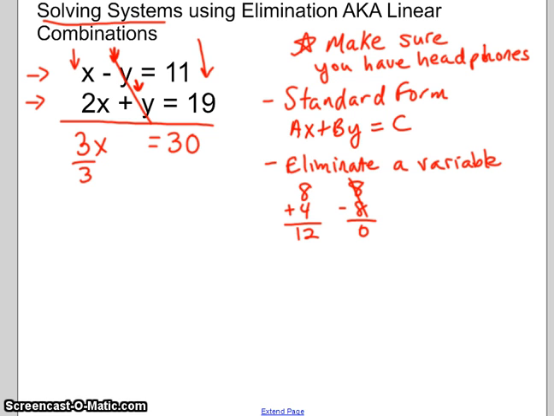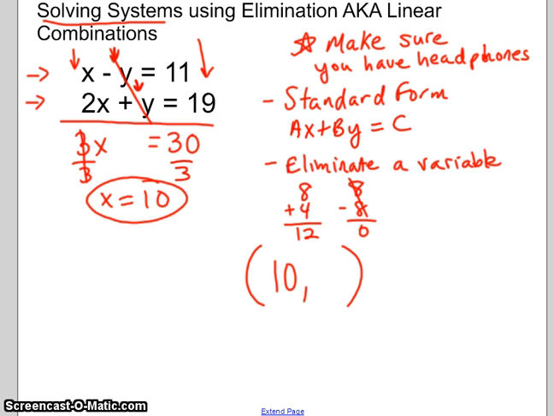Now we have 3x equals 30. We can solve for x. Divide by 3, and we get x equals 10. So that's our first value, x equals 10. Now I know this method seems a little confusing to you guys, but it does help, especially when we have both equations in standard form.